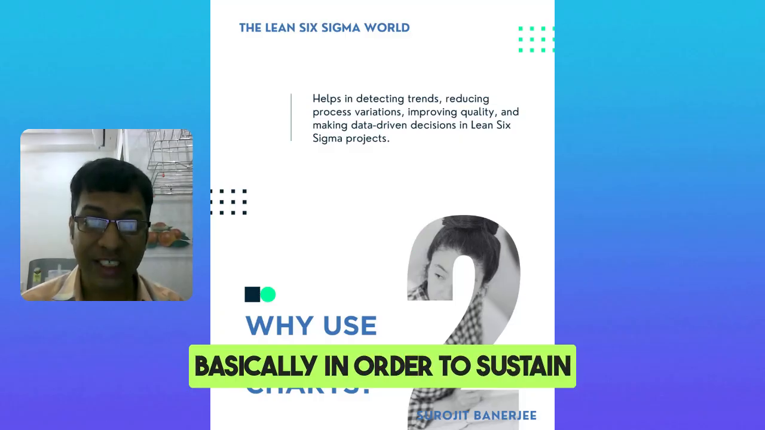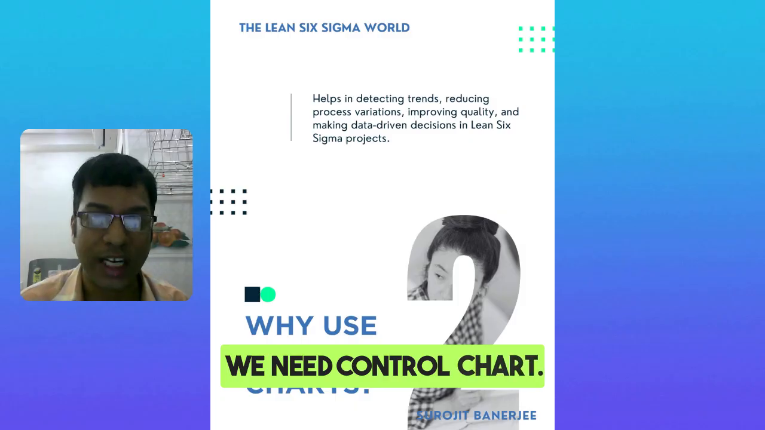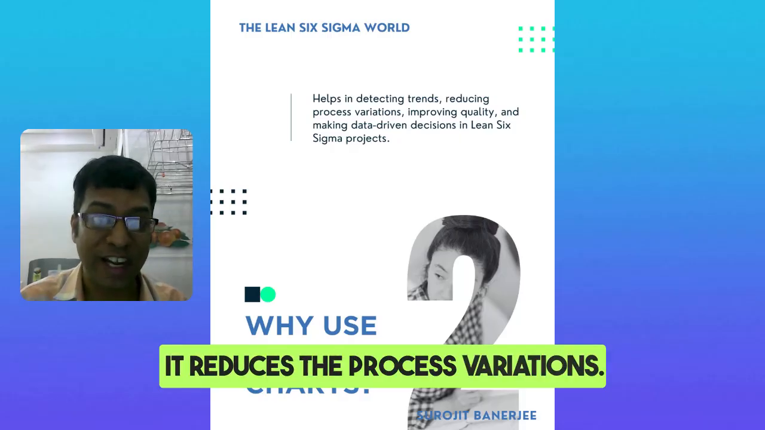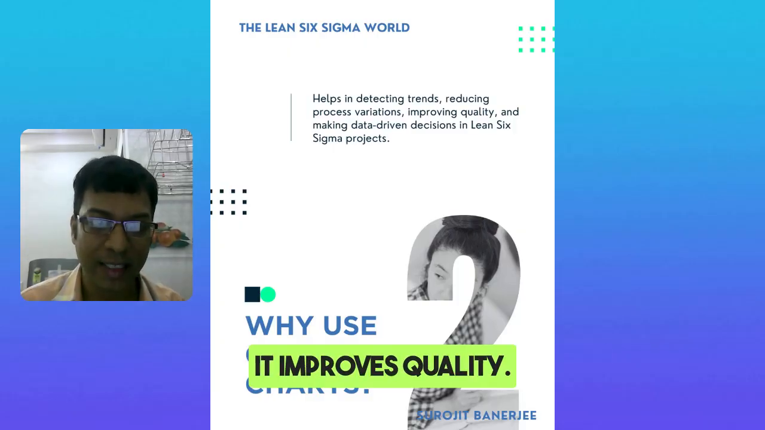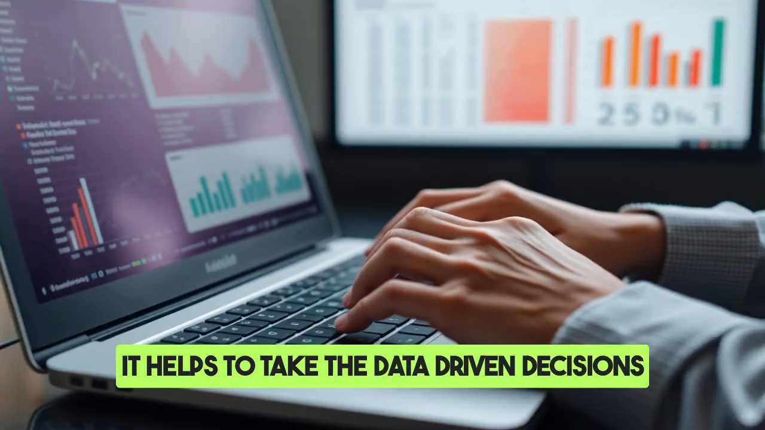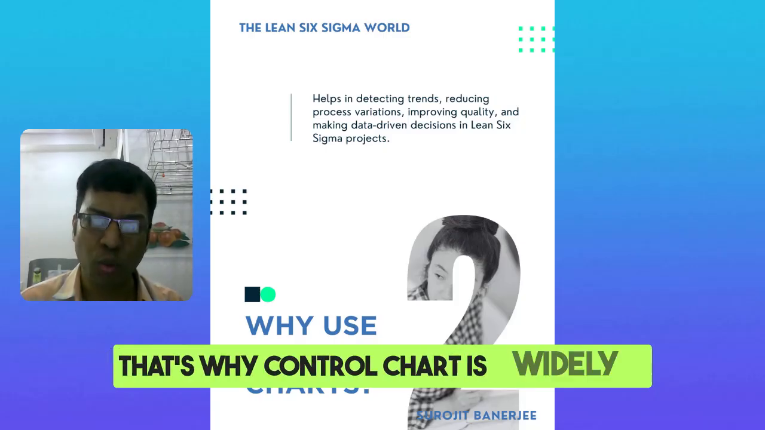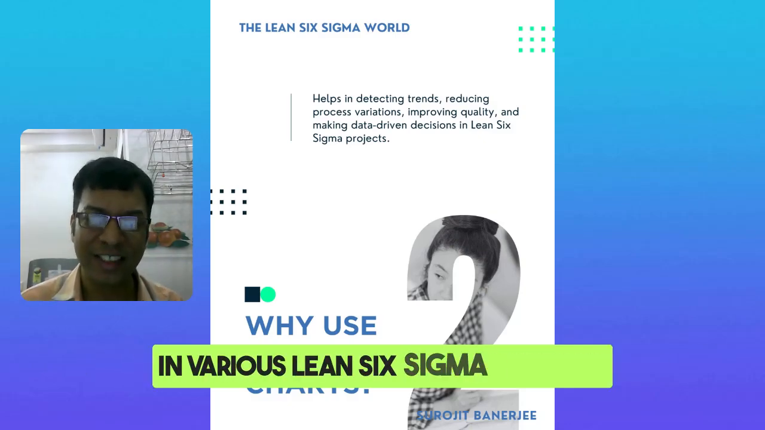Basically, in order to sustain the improvement activities, we need control chart. It helps to detect the trends. It reduces the process variations. It improves quality. It helps to take the data-driven decision based on the actual data and not on assumptions. That's why control chart is widely used in various Lean Six Sigma projects.